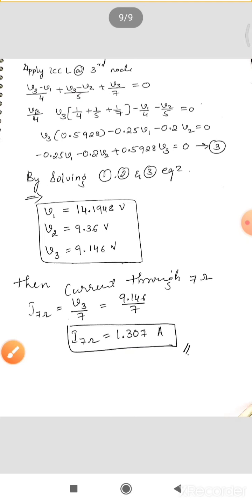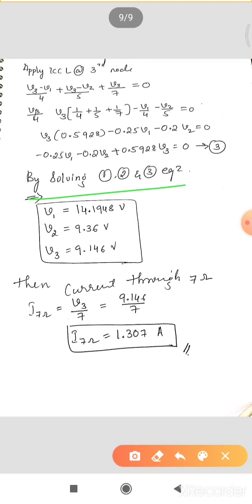Once you have got all 3 equations, 1, 2, 3, by solving them using a calculator, you get V1 equal to 14.1948 volts, V2 equal to 9.36 volts, and V3 equal to 9.146 volts. Okay, this is not sufficient.